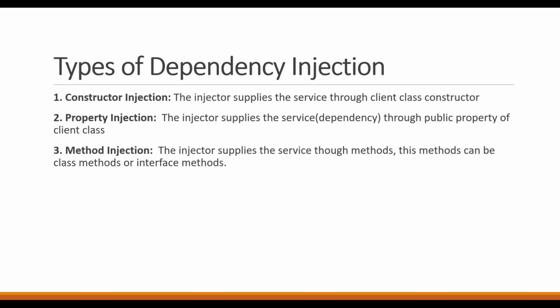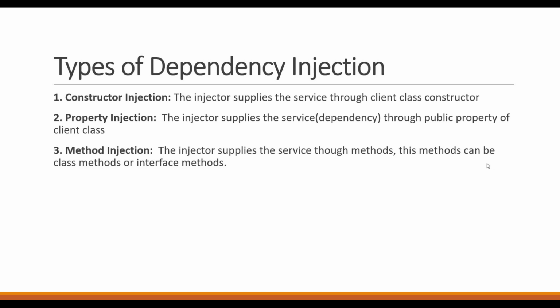There are three types of dependency injection used in C#: constructor injection, property injection, and method injection. When the injector supplies the service through a client class constructor, that is called constructor injection. Second, the injector supplies the service, meaning the dependency, through a public property of the client class. That's called property injection. And third is method injection. The injector supplies the service through methods. These methods can be class methods or interface methods.